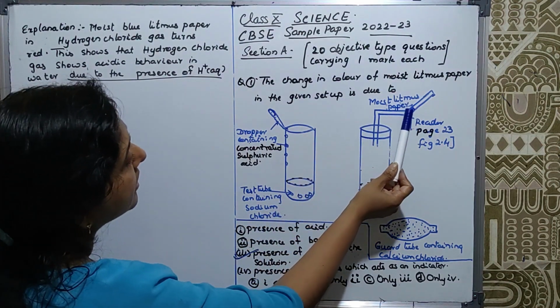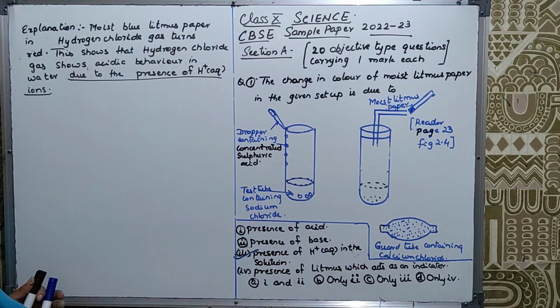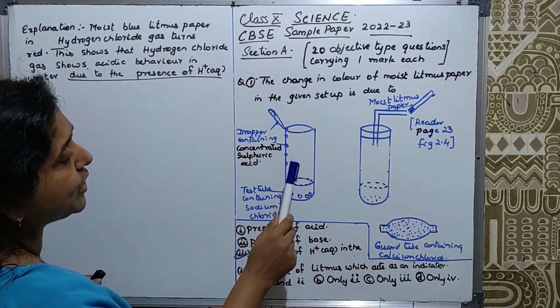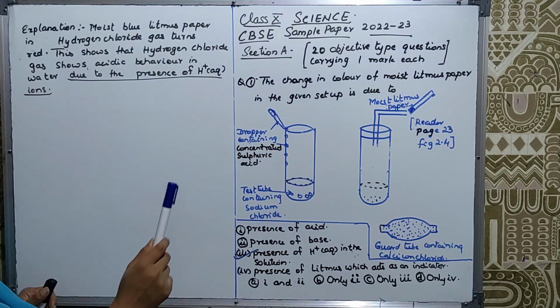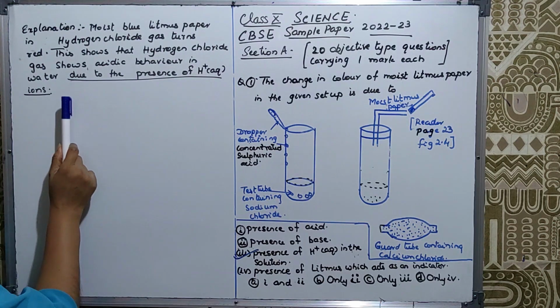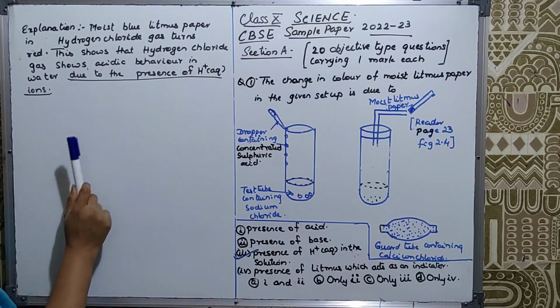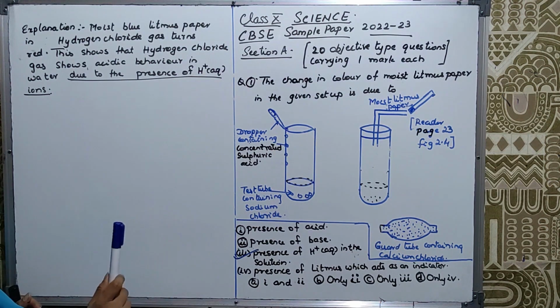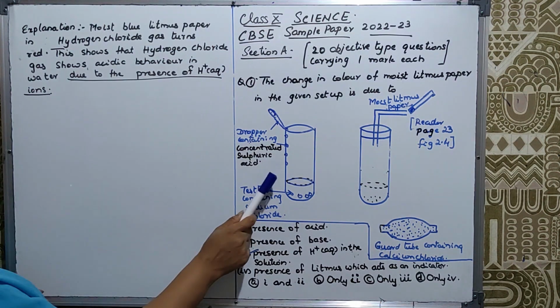If the litmus paper is dry, there will not be any H plus aqueous ions, and the hydrogen chloride gas will not show any change in color. So in moist litmus paper, it will show the change in color due to the presence of H plus aqueous ions, and in dry litmus paper, it will not show the change in color due to the absence of H plus aqueous ions. This is the experiment.